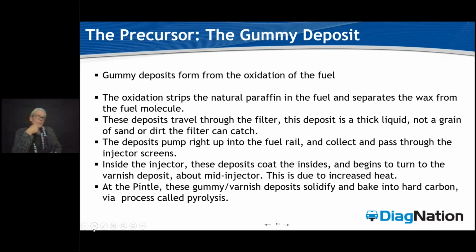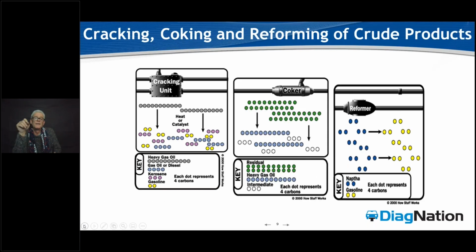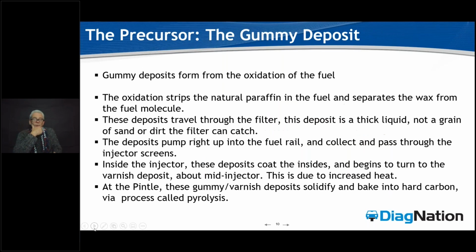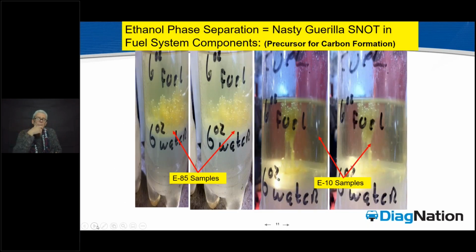Okay, so the gummy deposit, big effects from this process, okay? And it starts with that water molecule. Now, they form from oxidation of the fuel, heat, oxygen, sulfur, and moisture mixing in the fuel tank as that car is driving around, right? Now, here's the important thing. This is the visual on the gorilla snot or the deposit that actually takes place.